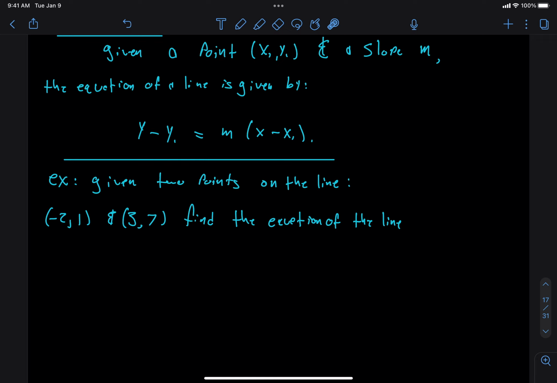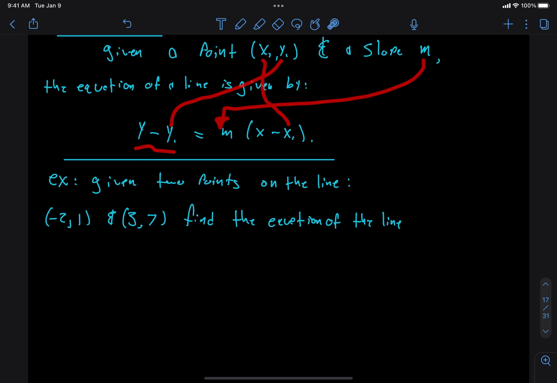I take y minus the y value of the point that it passes through, and I set that equal to m times x minus the x value of that point. Okay, so all I do is I take the x value, the y value, and the m value, and I plug them into this equation.